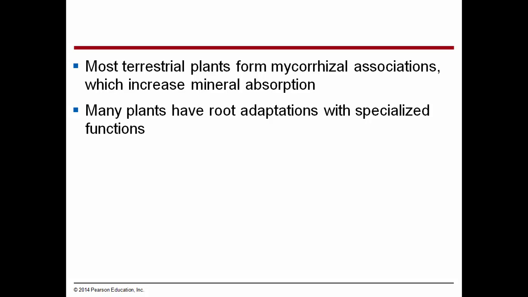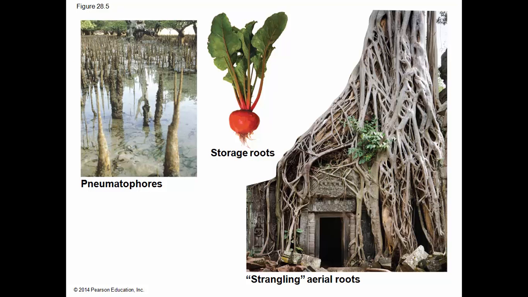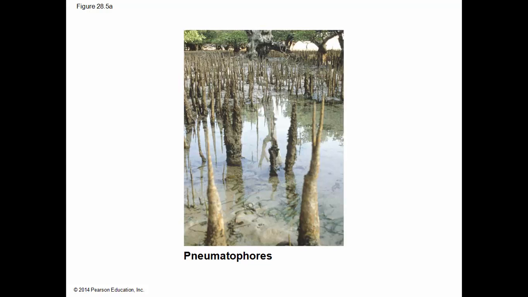Many plants have root adaptations with specialized functions. We're going to look at some of these here. Okay, here are the pneumatophores of a mangrove swamp, the storage roots of a beet, and the strangling aerial roots of a ficus or a fig tree. Now, the pneumatophores of a mangrove swamp, if you can see in the background here, these are the mangrove trees, and they grow around the world. It's the same species that grows around the world.